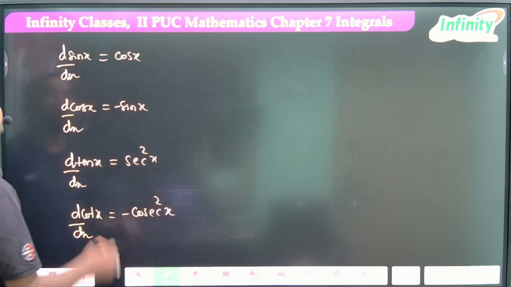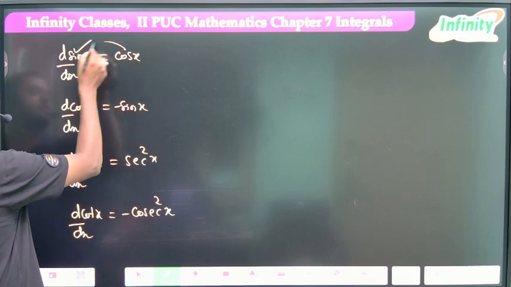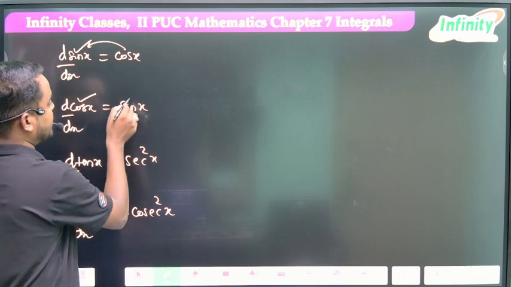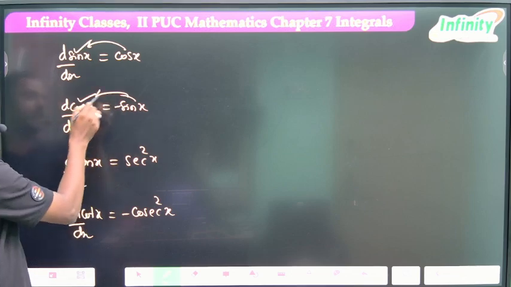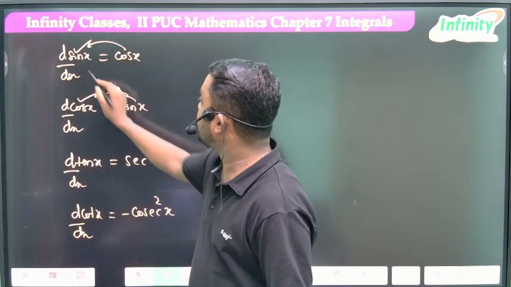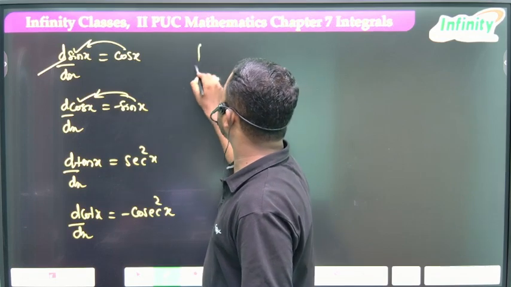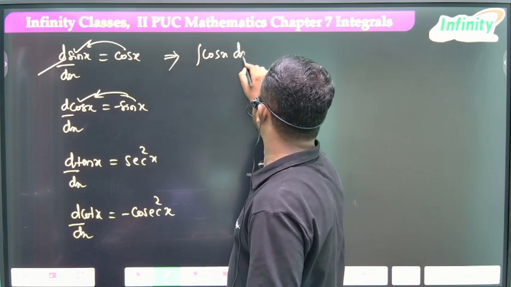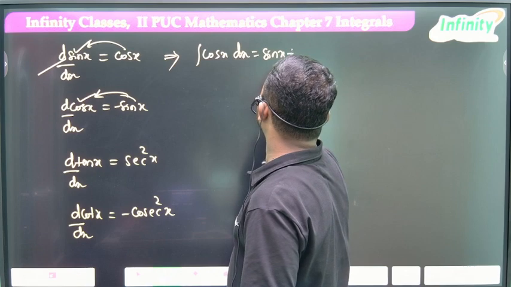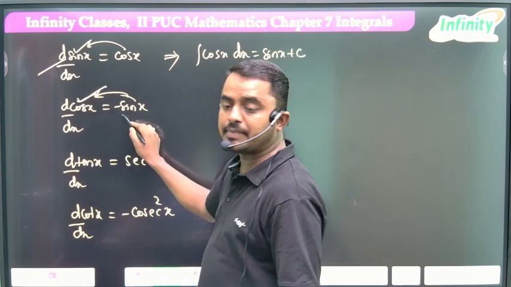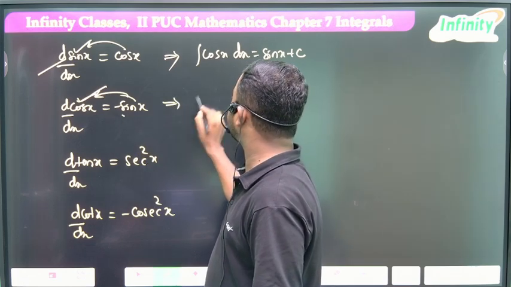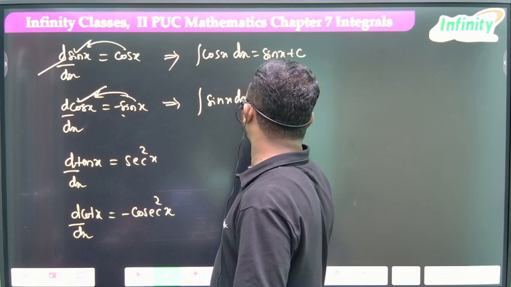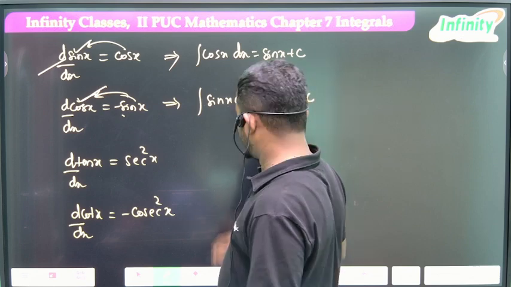Here derivative of sin is cos, and integration of cos is sin x plus c. Derivative of cos is minus sin x, then integration of sin is minus cos x. So it's anti-differentiation, we can say here. So derivative of sin is cos x, and integration of cos x dx is sin x plus c. Derivative of cos is minus sin x, and integration of sin x dx is minus cos x plus c.